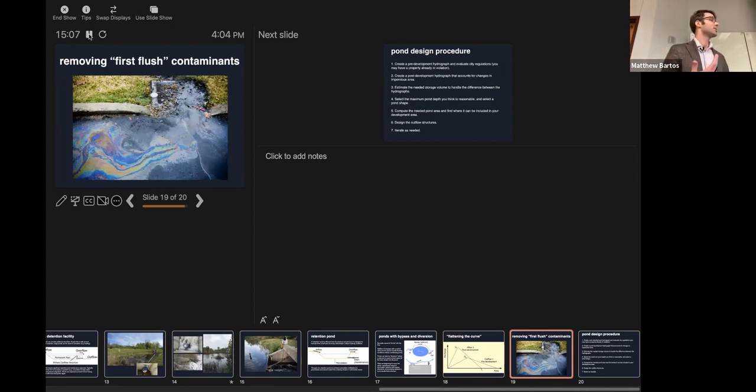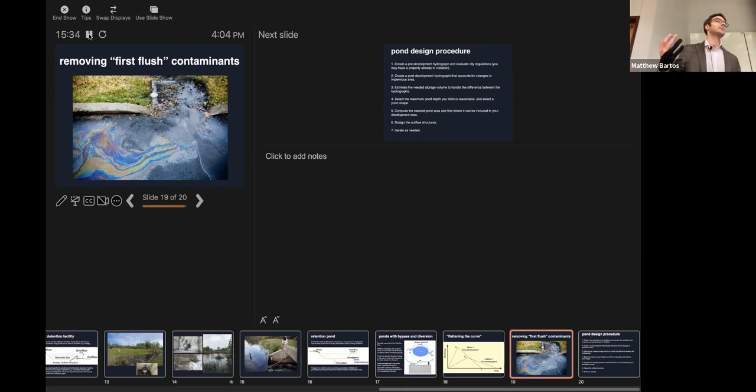Another important aspect of detention ponds is that they can potentially capture what are called first flush contaminants. So who's heard the term first flush before? Has anyone heard the term first flush? Does anyone have a guess for what it means? Right.